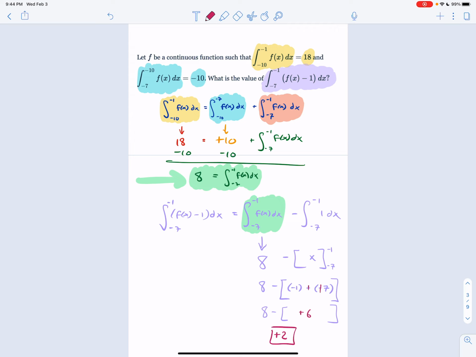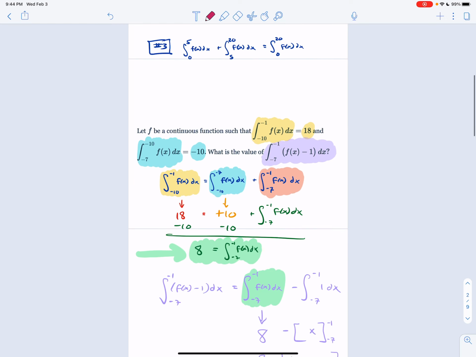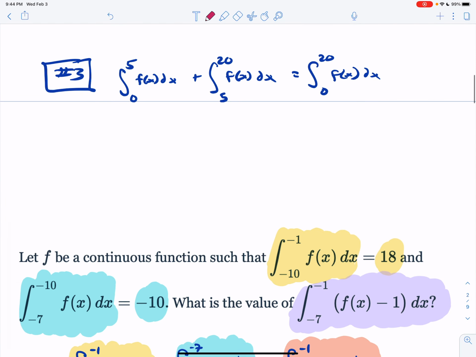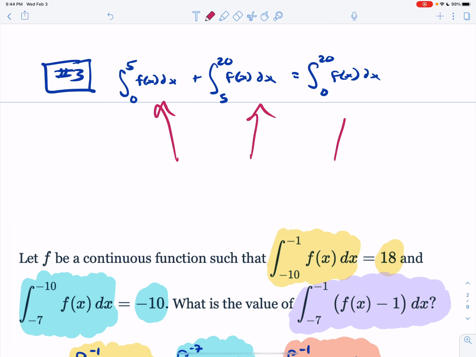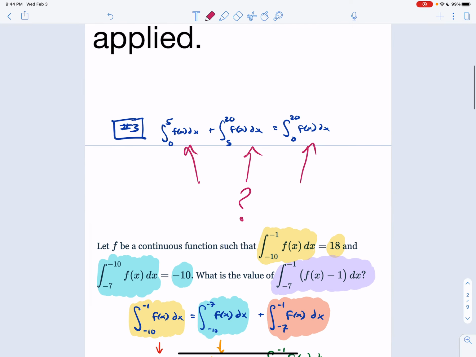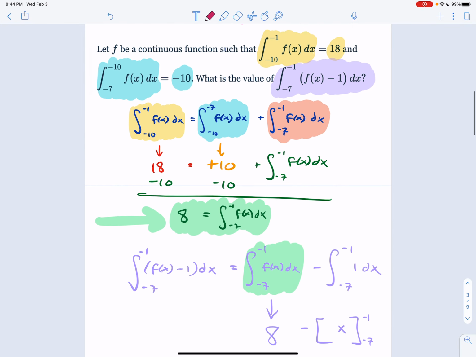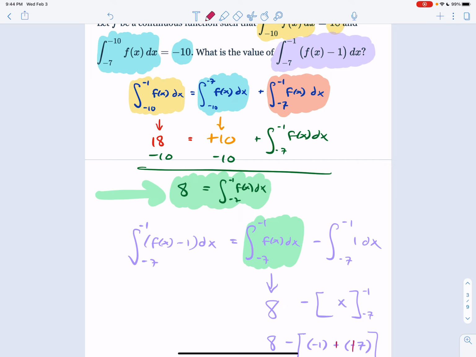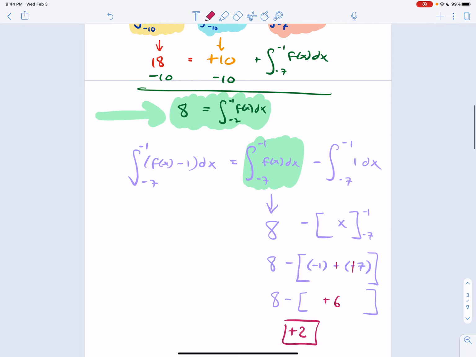Just to recap, you had to have used that third property somehow, and that allows you to figure out one of these integrals. From that one, you should be able to tackle the question that they're really looking for. So there's two parts to it: finding the missing integral and then using that value to complete your problem.